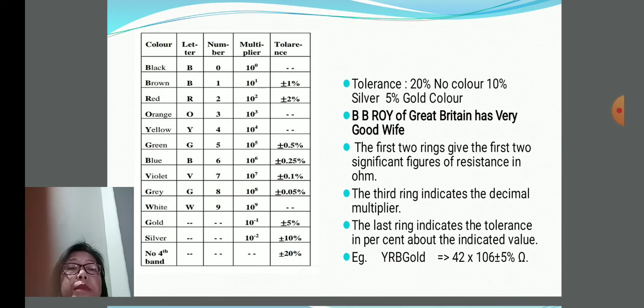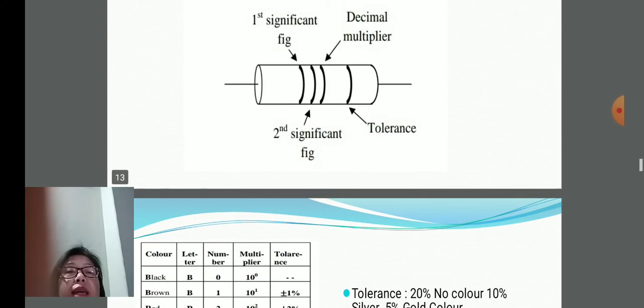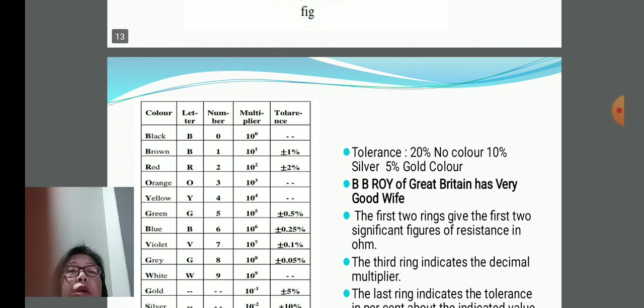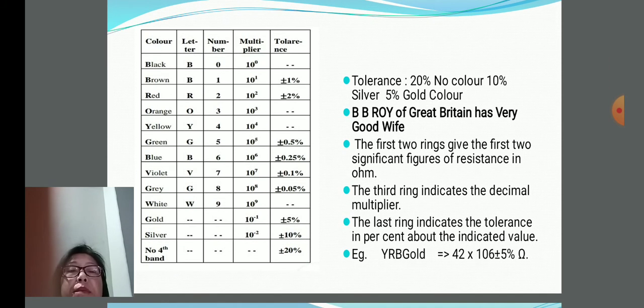So that means, what is the value of that resistance? It will be 42 into 10 to the power 6. And what has been given? Gold, the fourth color, which we call tolerance. Tolerance value means the resistance may vary, how much variation there may be. If it is gold, it is plus minus 5% tolerance. This is how we have to read it.